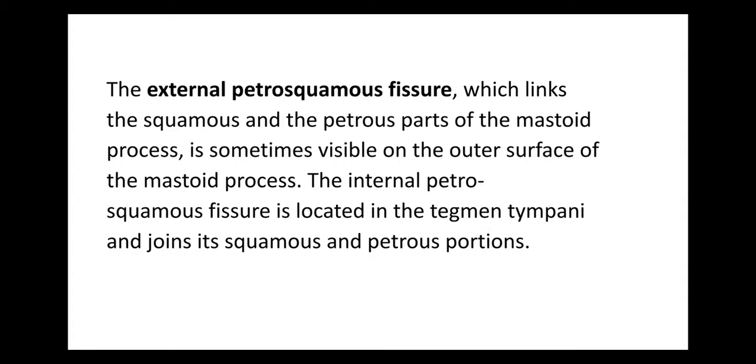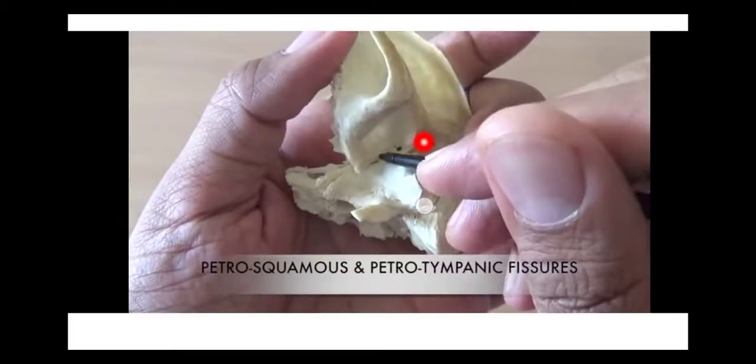The external petrosquamous fissure, which links the squamous and petrous part of the mastoid process, sometimes is visible on the outer surface of the mastoid process. The internal petrosquamous fissure is located in the tegmen tympani and joins the squamous and petrous portions. This is where the petrous part of the temporal bone and the squamous meet, the petrosquamous suture.